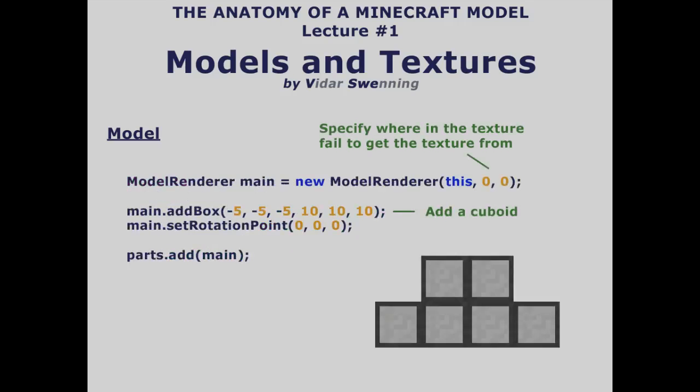And if we take a look at how we can do that, we saw this simple one. We do model renderer main equals new model renderer. We give it the model itself as well as where we want to get it from the texture. We can see how we made a texture down there in the bottom of the slide. And then we want to add a cuboid to the model renderer, and we do so by doing main.addBox -5, -5, -5, and then 10, 10, 10. So that's going to put a cube in the very middle. We just add that to parts in the end, so it's going to be rendered.